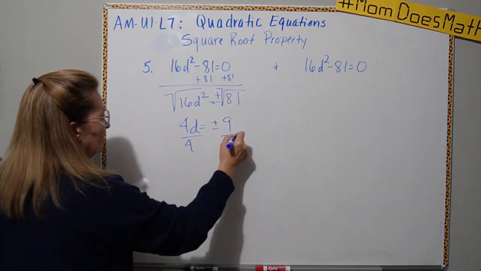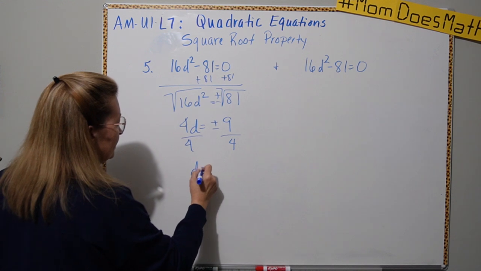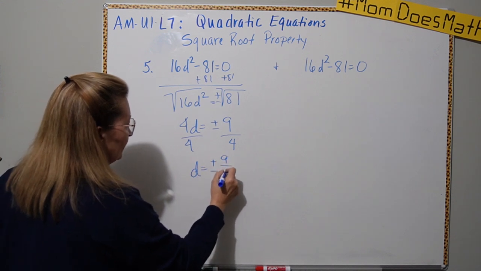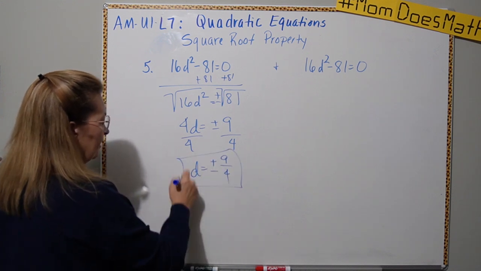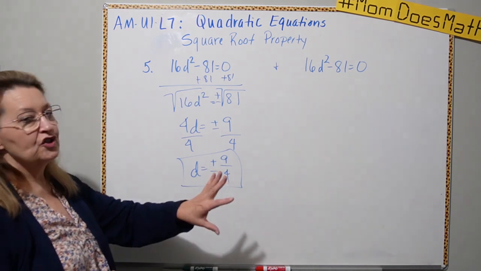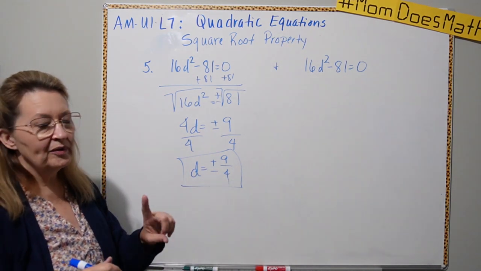And then we're going to divide both sides by 4. So d is equal to positive negative 9/4. Okay, that would be your answer. But I just want to show you, what if you had done it a little bit differently?